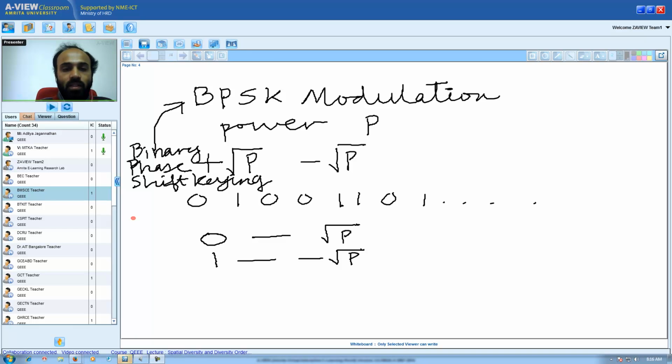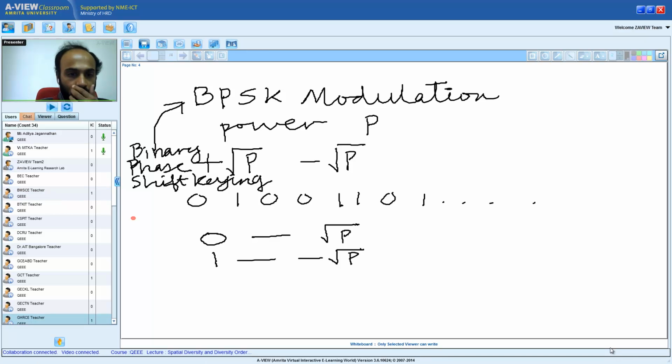Also, because the transmitted symbols are plus square root of P and minus square root of P, the average transmitted power is P. That is, the power is half times P, corresponding to probability of half for symbol plus 1 at power P, and also half times P, because both plus 1 and minus 1 are being transmitted at power P. The average power of this scheme is basically P. Does anyone have any questions here? So this is BPSK modulation.